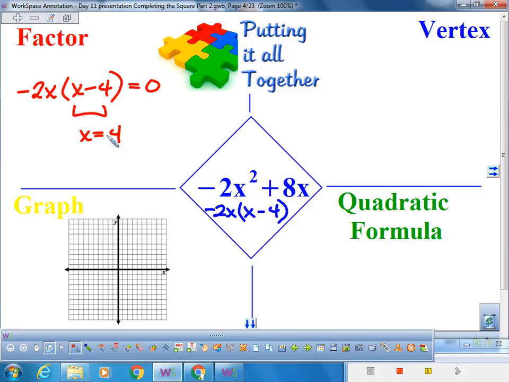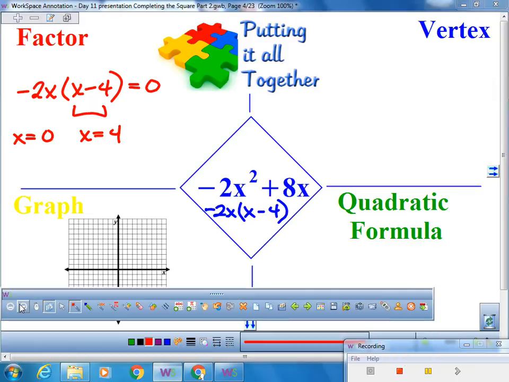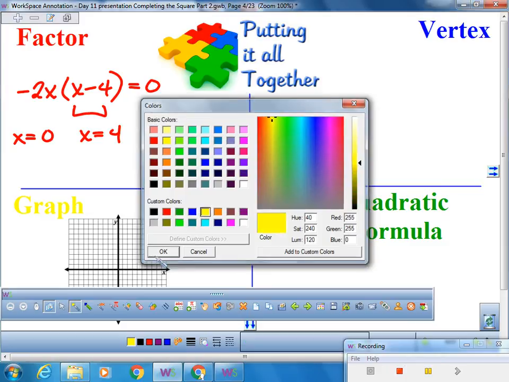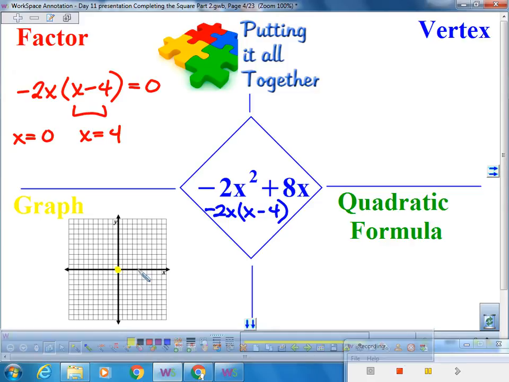The way I find this one is setting this equal to 0. I can set this equal to 0, and what is x going to equal? 0. Good. I can graph it. I'm going to graph it with yellow. So I've got a 0, and I've got a 4. 1, 2, 3, 4. From that, what else can I get?